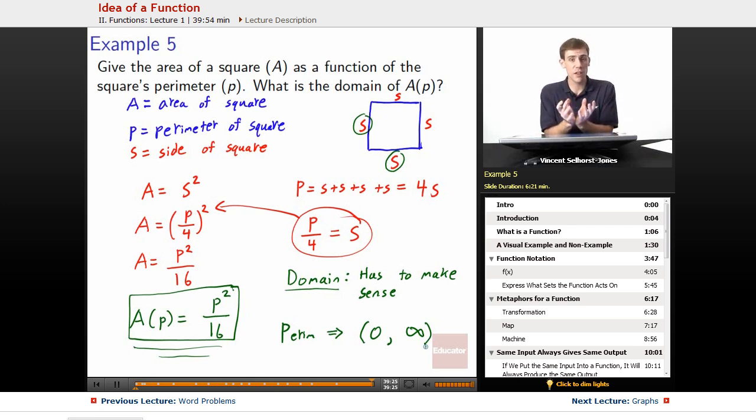So if we've just got a function, it can't break the function. But if we've got the function in the context of a word problem, it also has to make sense with everything else happening in the word problem.